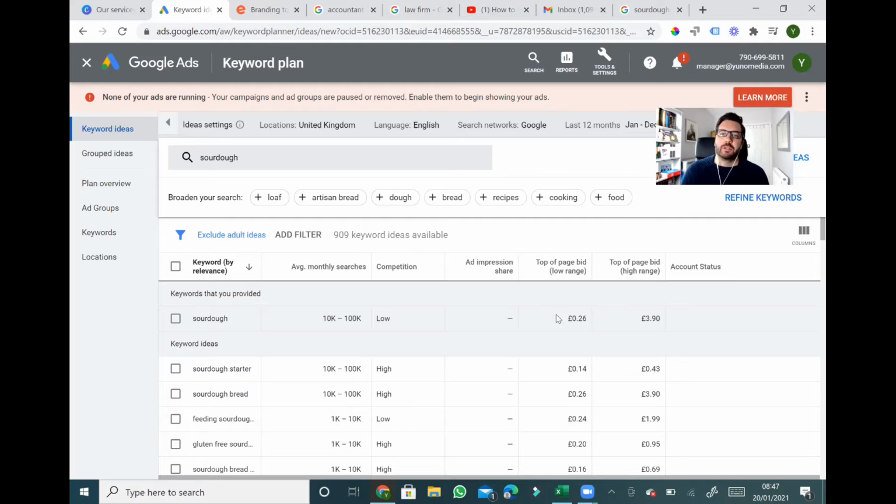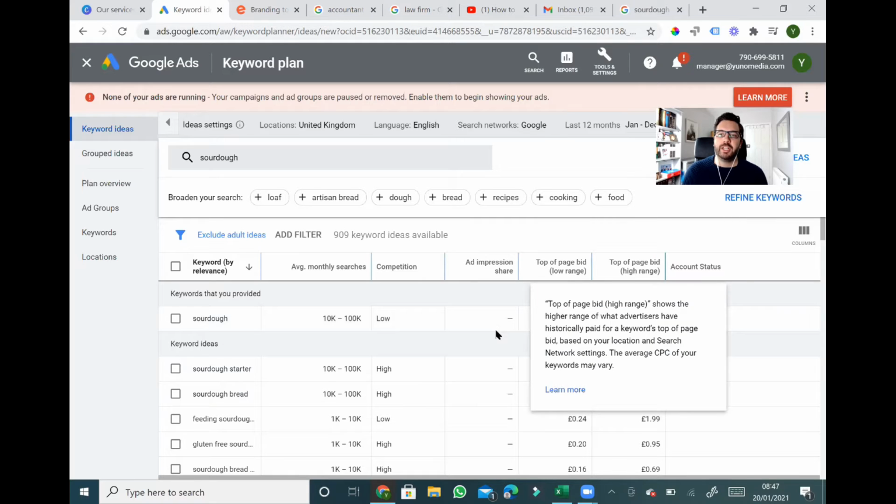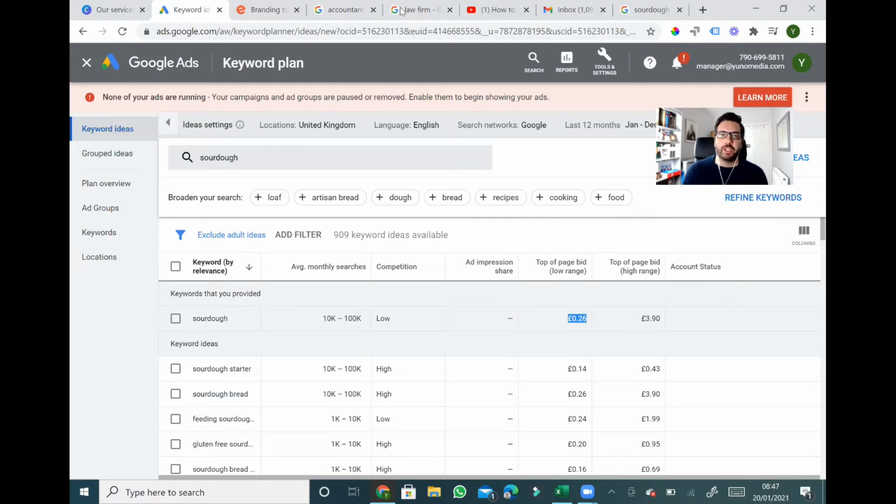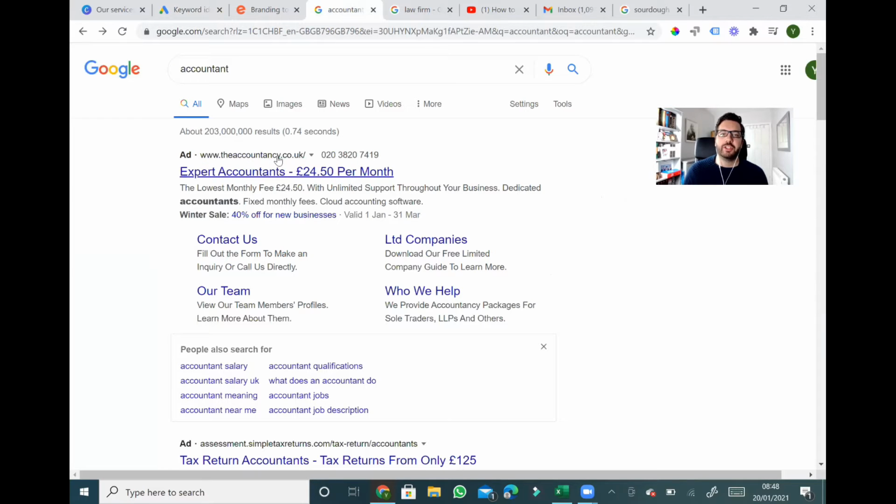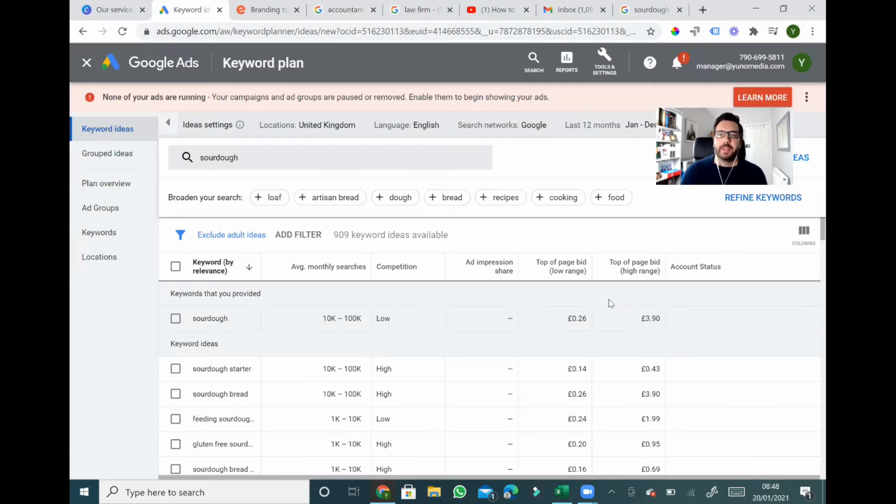Now, the next two across say the top of page bid range, the low range, and the top of page bid range, the high range. So what the top of the page means is this first one here. So how much does it cost to get to the top of the page? Now, this, as you can see, is a massive range. It's saying from 26p to get to that top advert to £3.90.